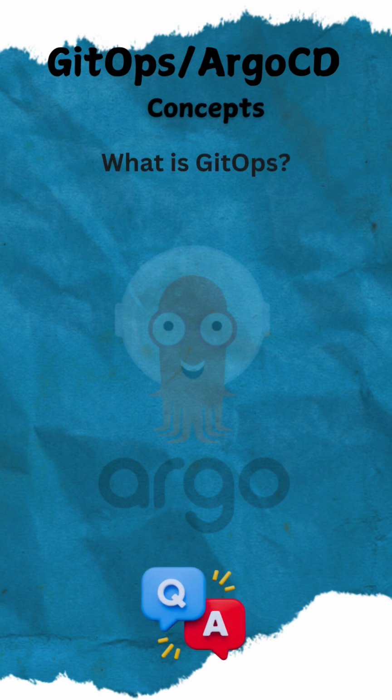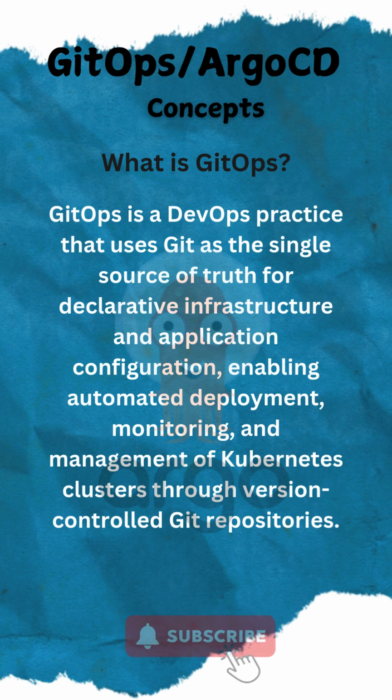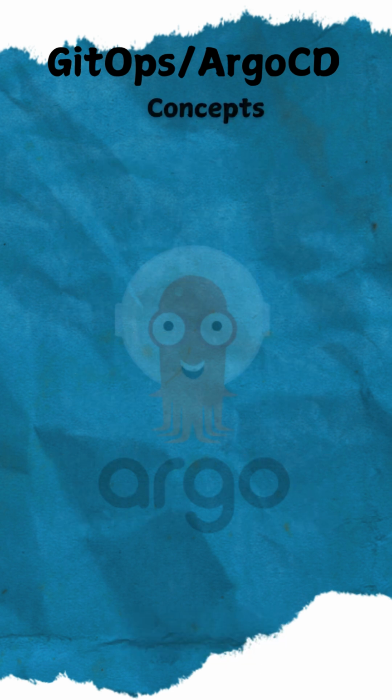What is GitOps? GitOps is a DevOps practice that uses Git as the single source of truth for declarative infrastructure and application configuration, enabling automated deployment, monitoring, and management of Kubernetes clusters through version-controlled Git repositories.